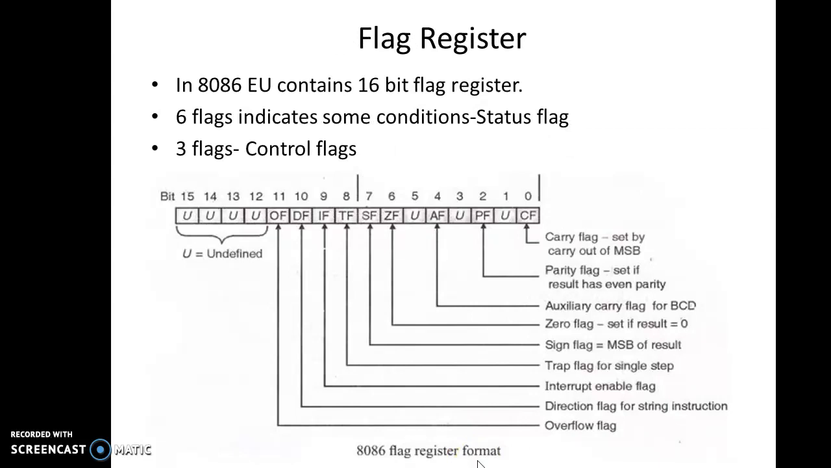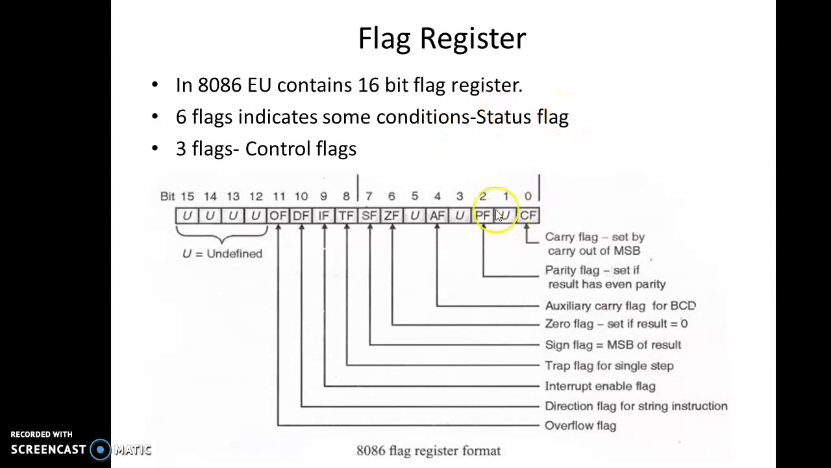In 8086, a 16-bit flag register is used. Out of 16 bits, only 9 bits are used to indicate the flag, whereas the remaining bits are undefined or unused. Out of 9 flags, 6 flags are status flags and 3 flags are control flags. Status flags are used to indicate the status of the operation, and control flags are used to control the operation of the microprocessor.